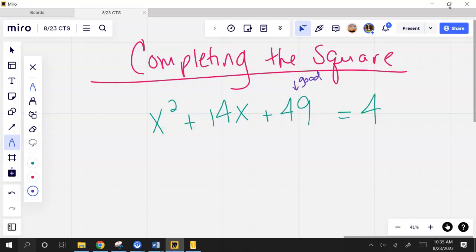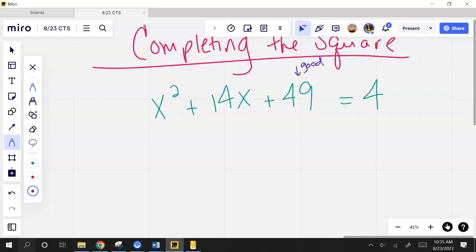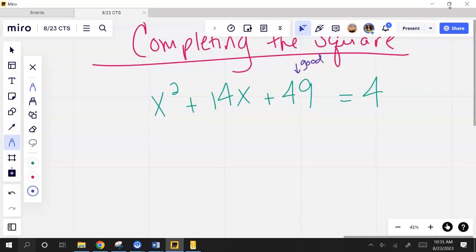If I take the square root of the ends, multiply it and double, I get what's in the middle. It's a good c. At this point, I can go ahead and factor it, right? I'm ignoring that 4 for right now. How would the left side factor? x plus 7 squared.